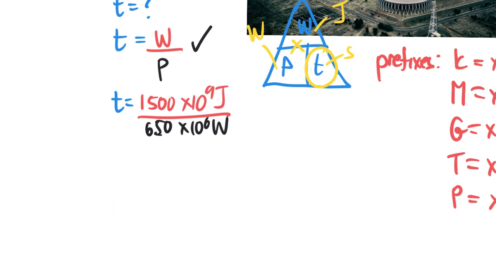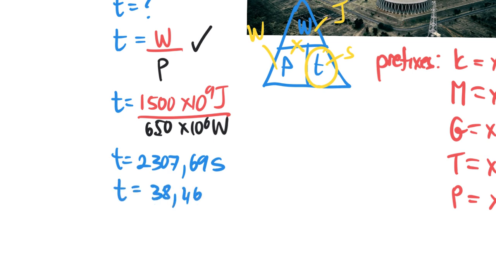Right, so if we work that out using our calculators, 1,500 times 10 to the 9 divided by 650 times 10 to the 6, well, then we're going to get that the time it takes is 2,307.69 seconds. Okay, well, that doesn't really make sense to us. How many seconds is that? Well, it's less than 3,600 seconds in an hour, so it's less than an hour. So let's divide by 60 seconds, and that will give us that it is 38.46 minutes. Can you believe that?